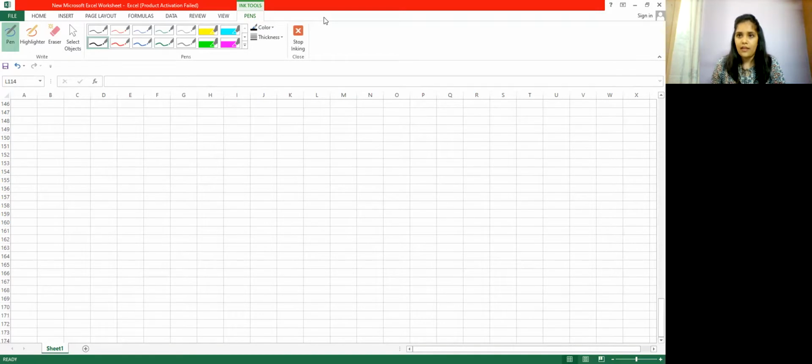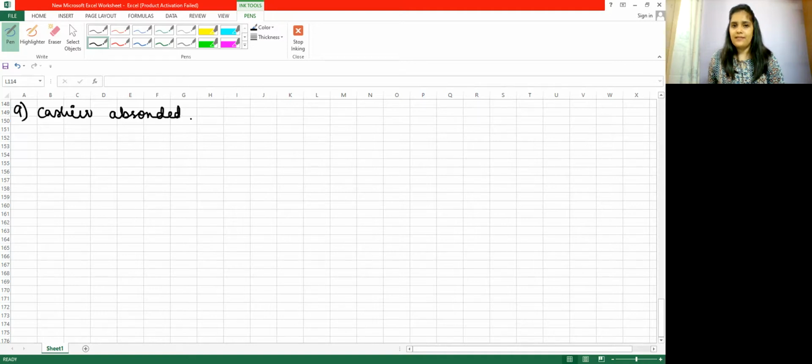Point number 9. Now, if they say that the cashier absconded with the balance remaining cash at the year end, it means he ran away with whatever cash was available in the business at the year end. Then what does this mean? When you prepare your cash account, you will have balance brought down, you will write all the receipts and the payments. There will not be any balance carried down.